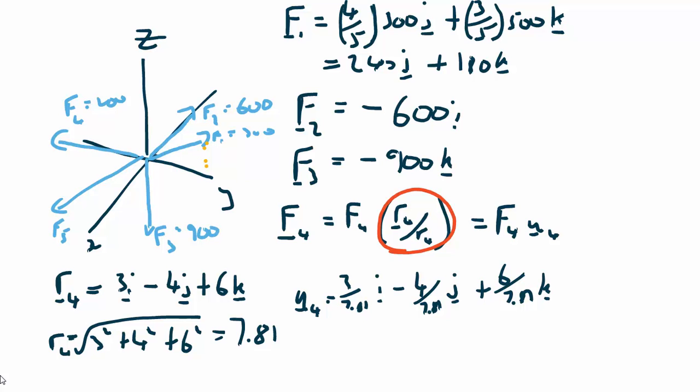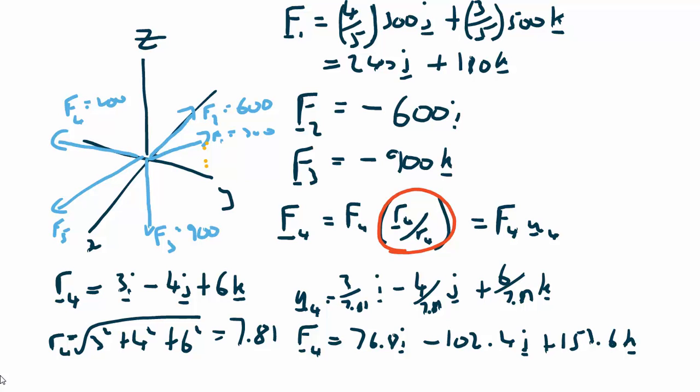And when we multiply 200 by that, the magnitude of force 4 is 200, force 4 will then equal 76.8 I minus 102.4 j plus 153.6 k. So now I've got that, I can start to work through.